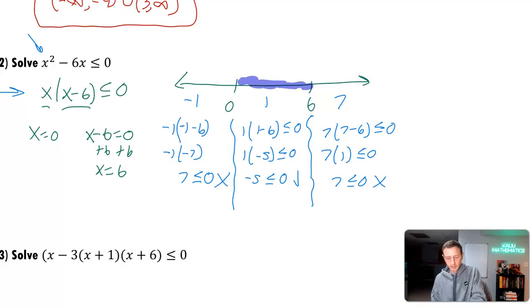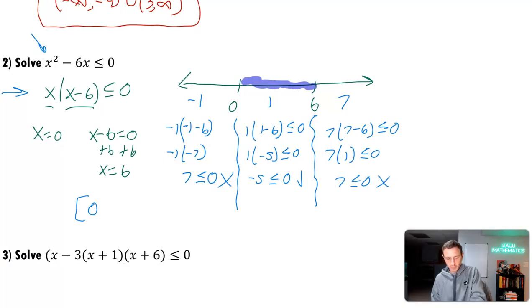So to write that as an interval, I'm going to do brackets, 0 to 6, bracket. And the reason I'm using brackets is because it is less than or equal to. So we want to include the endpoints of 0 and 6.